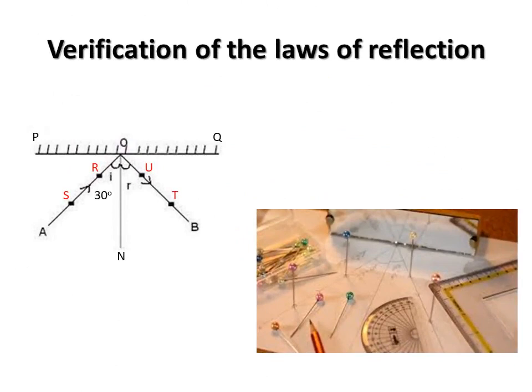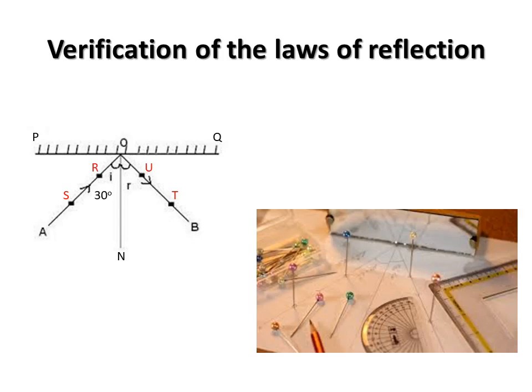Now you can try this activity to verify the laws of reflection. For this activity, you will require a mirror, a drawing board, some pins, white paper, protractor, scale and pencil. Fit a white paper on a drawing board as tightly as possible. On the paper, draw line PQ indicating the position of the mirror.